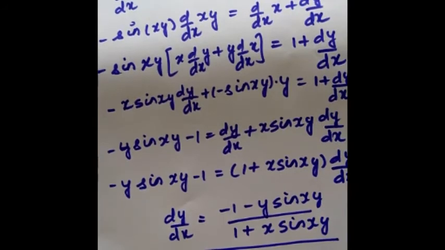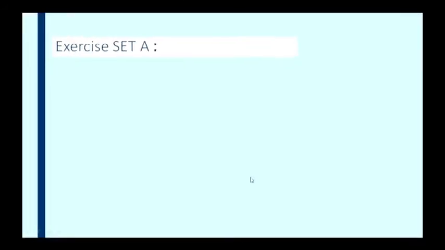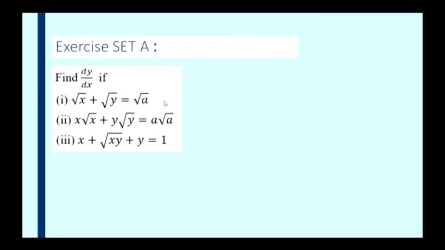Is this clear? We'll solve some more examples. From exercise set A, I think you all can solve this type of example. You just have to differentiate and write in the form of dy by dx. Alright.